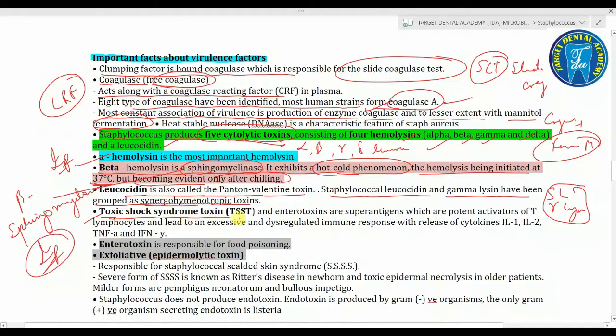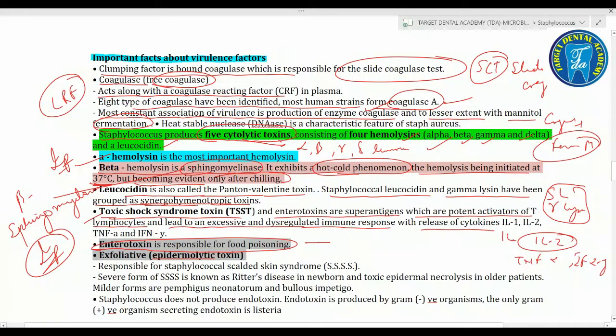Now the next important point: TSST, toxic shock syndrome toxin, and the enterotoxin. These are superantigens which are potent activators of the T lymphocytes and lead to an excessive and dysregulated immune response with release of cytokines, interleukin 1 and interleukin 2, TNF alpha and IFN-gamma. The enterotoxin is responsible for food poisoning. So which toxin is responsible for food poisoning? Your answer should be enterotoxin.